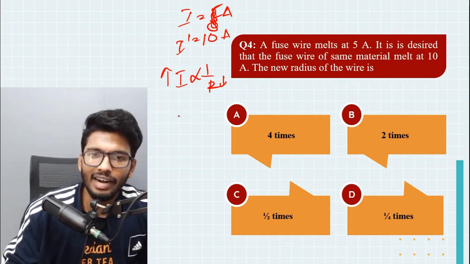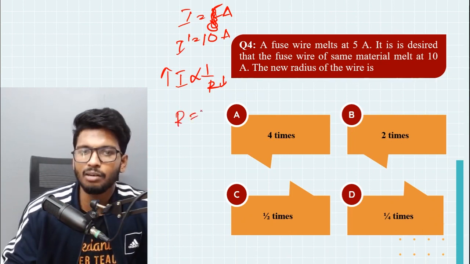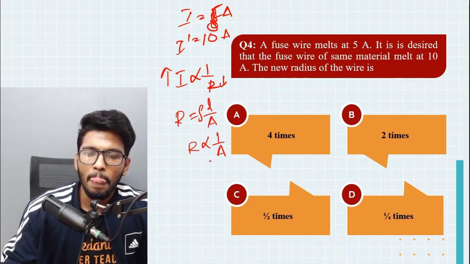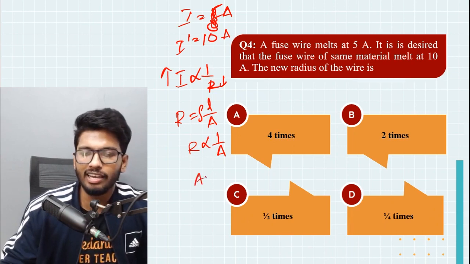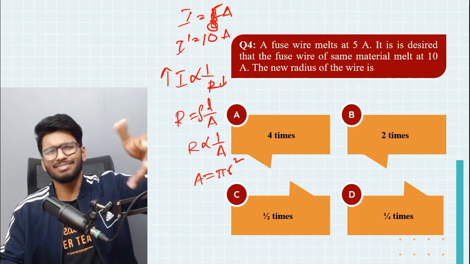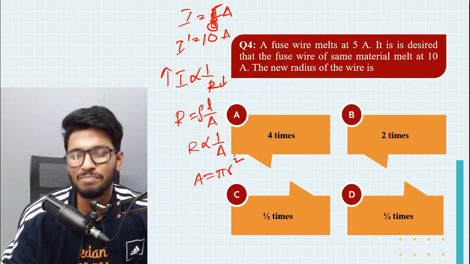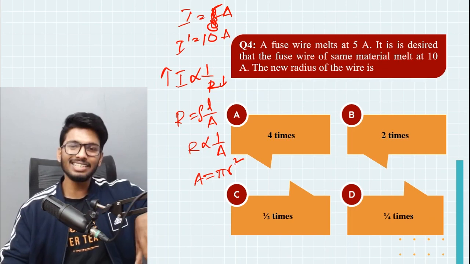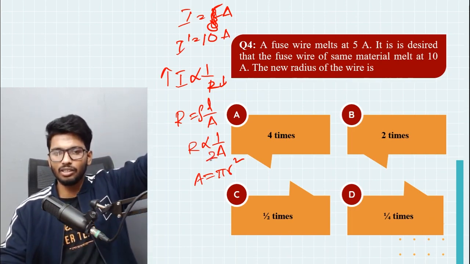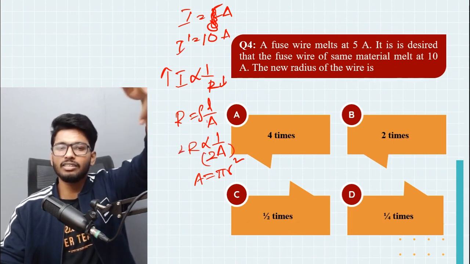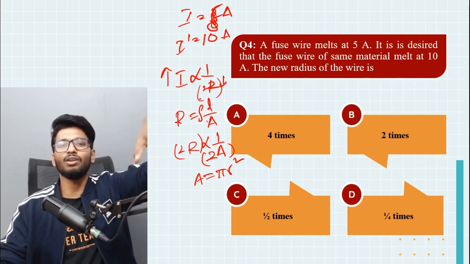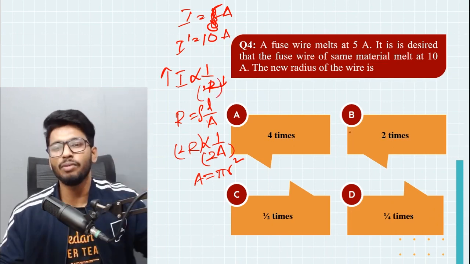Now, we also know that resistance is equal to rho into L by A, which means that resistance is inversely proportional to area. So if you talk about the radius, what is area equal to? Area is equal to pi r square. Area is nothing but pi r square, right? So that means that if you increase your radius two times, your resistance will decrease by 2 times. If your resistance decreases by 2 times, your current will also increase by 2 times. So the answer would be 2 times.